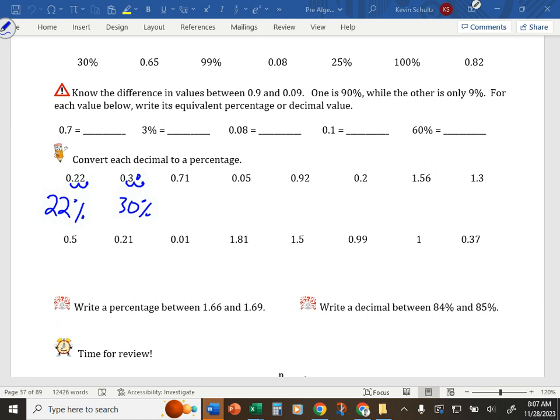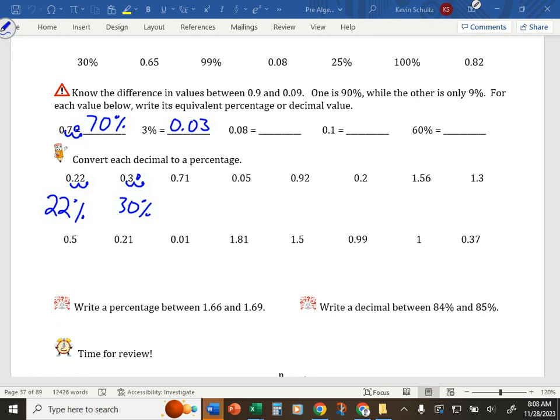30% is 0.3. What would 3% be as a decimal? 0.03. When you have a single digit percentage, you need that tenths place to be a 0. It's like having 3 cents, 3 out of 100. Whereas 0.7 is going to be 70%, because when you kick this over twice, 1, 2, you fill in that empty space with a 0.